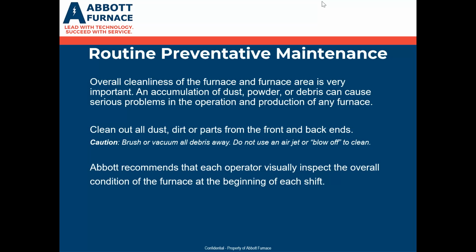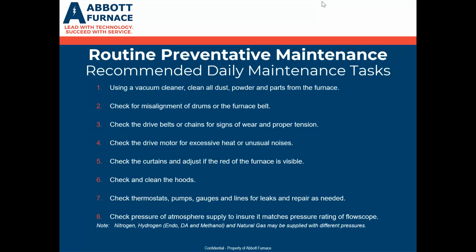So we do recommend each operator visually inspects the overall condition of the furnace at the beginning of each shift, to make sure everything is where it's supposed to be and doing what it's supposed to be doing. Again, for the dust, I do recommend using a vacuum cleaner to clean all the dust and powder off the parts of the furnace. You do not want to use an air hose. Of course, you're trying to blow the parts off up front. Some operators may mistakenly put some air through the front of the furnace, and that may scrap that load. It's very important to use a vacuum cleaner to keep the air out of the front of that furnace.